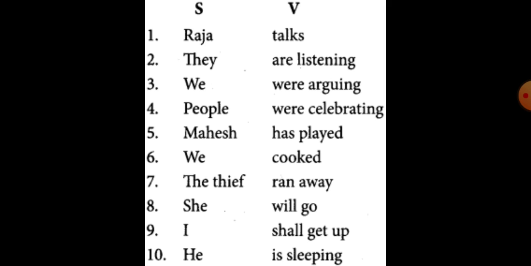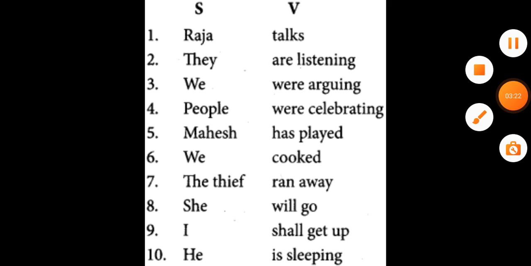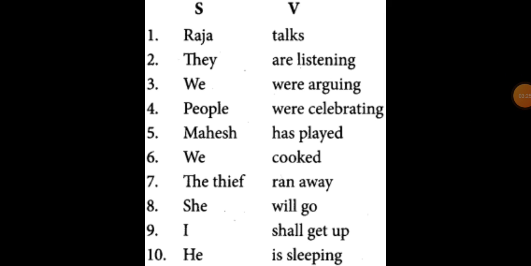So in all these sentences we can see that there is no need of the object. Only subject and the verb will come. In some certain cases, in some verbs, object is required. So in those cases we have to add an object. But here no need of object. Only subject and verb are required. That is called the SV pattern.